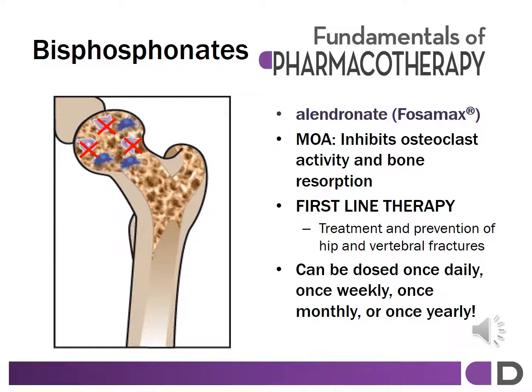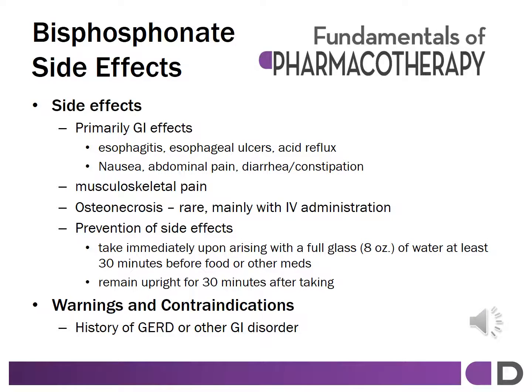They reduce the incidence of spine and hip fracture by about 50% over 3 years in patients with a previous fracture. There are many different bisphosphonates available. Some are dosed daily, weekly, monthly, or even yearly by an IV injection. The side effects for bisphosphonates are primarily GI side effects, things like nausea or acid reflux.